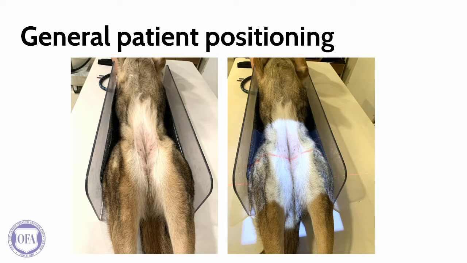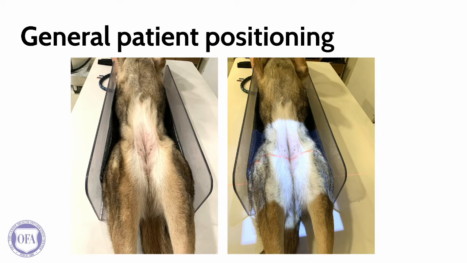Next is how to position the dog for success. The dog should be placed in dorsal recumbency. The pelvic limbs should be extended and parallel to one another and to the table, and the limbs rotated slightly internally in order to straighten the limbs.